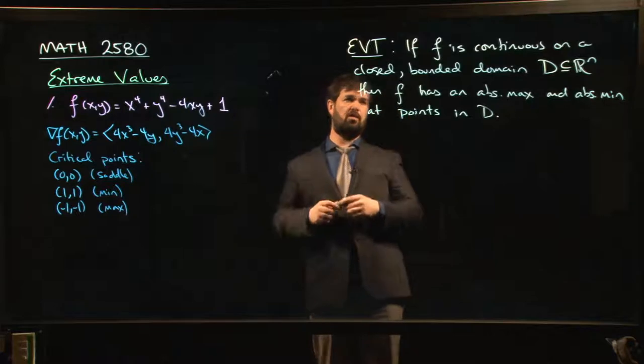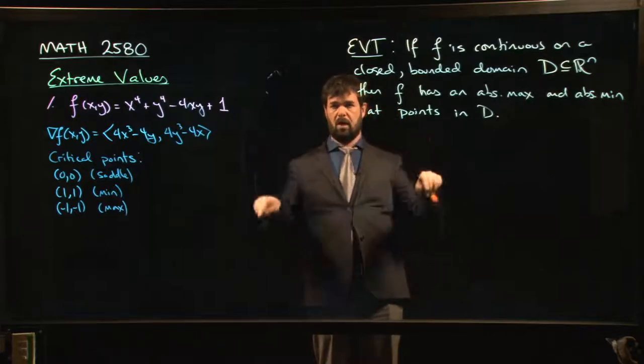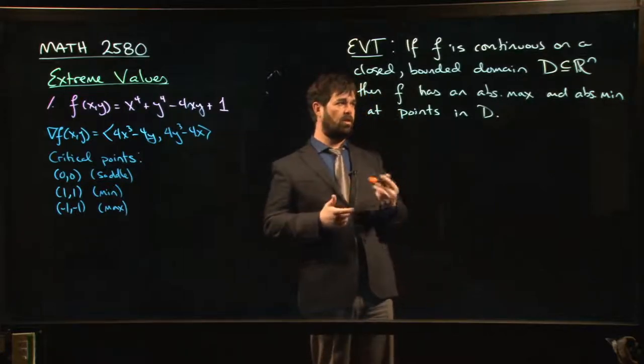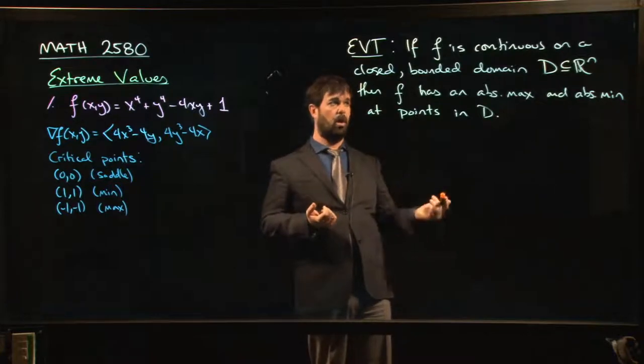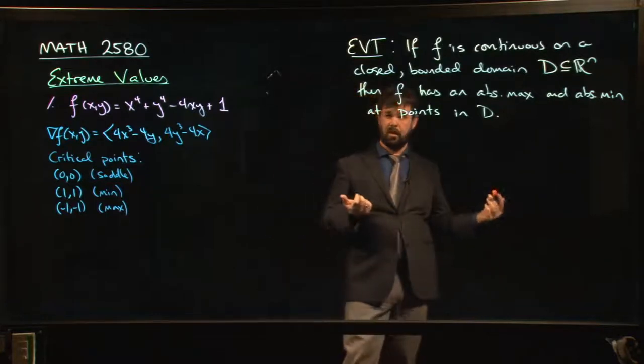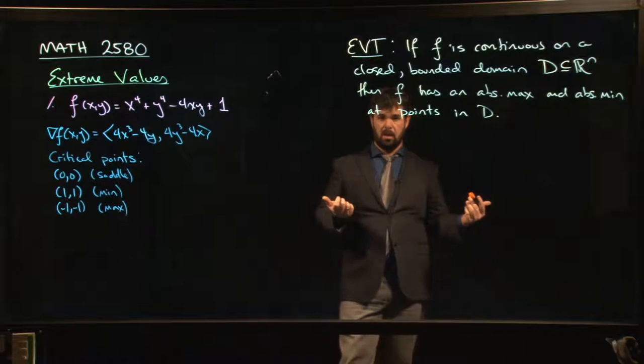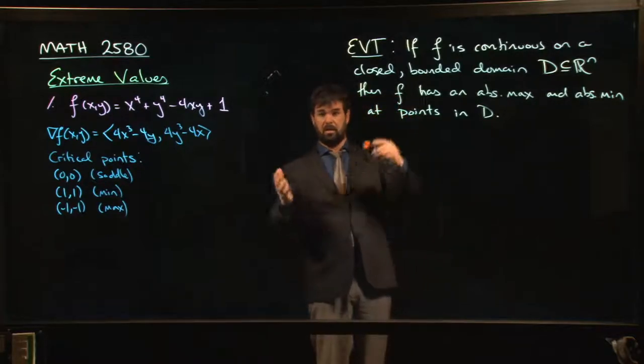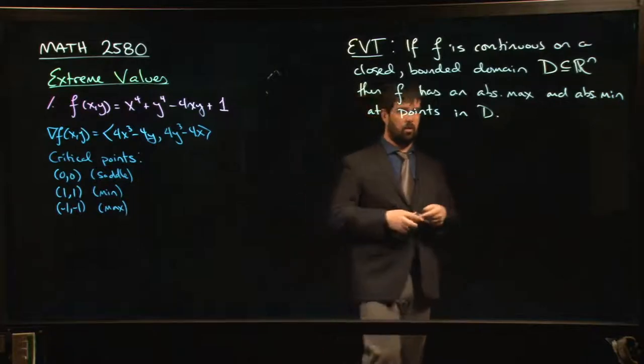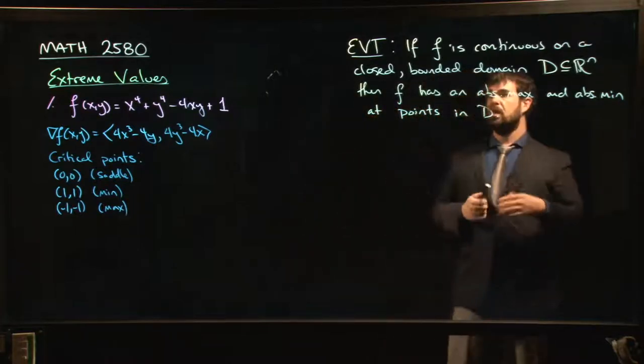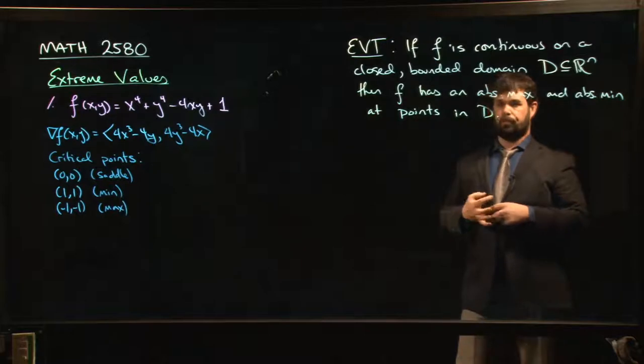And closed just means that all the points around the boundary of the region, all the boundary points in your region, they are part of that domain. So you're including all the boundary points, right? We know that if you don't include the boundary points, you can have things like vertical asymptotes, right? Your function might go off to infinity because you're dividing by zero. You want to avoid things like that.